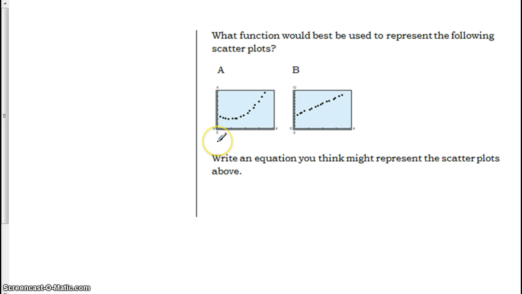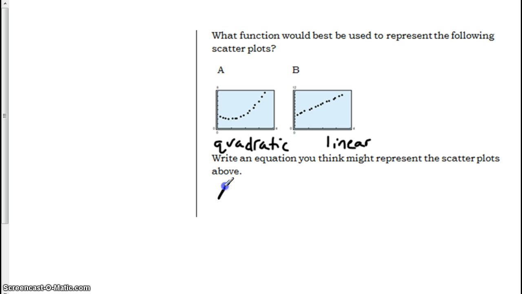Okay, hopefully you wrote down that A looks like a quadratic to you. It's a part of a parabola, so you should write quadratic. And B looks like a line, so B would be a linear function. Now the next thing is you want to use your knowledge of the equation of a line and the equation of a parabola to come up with the equations.